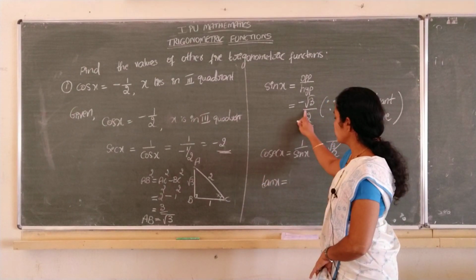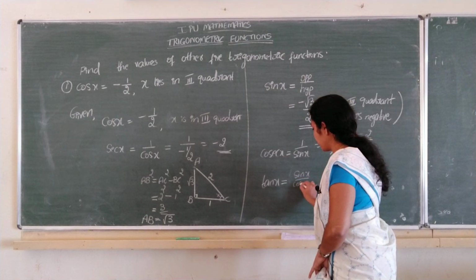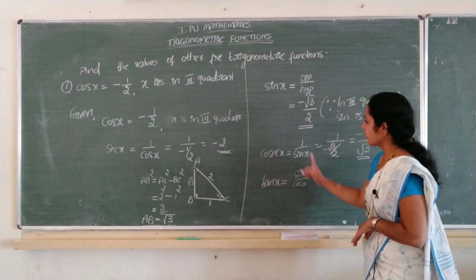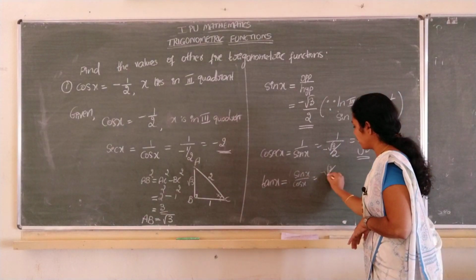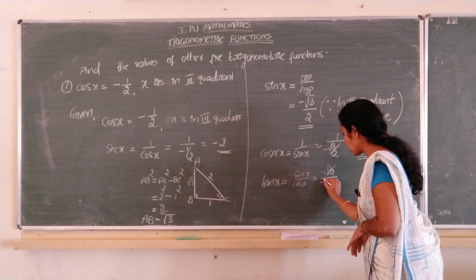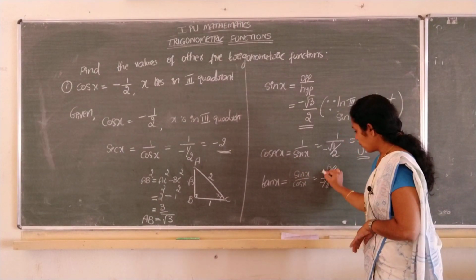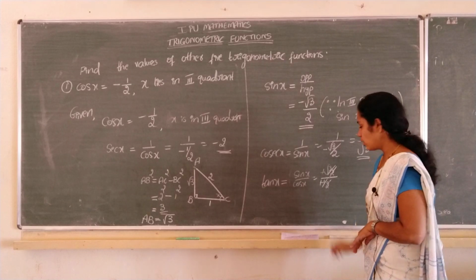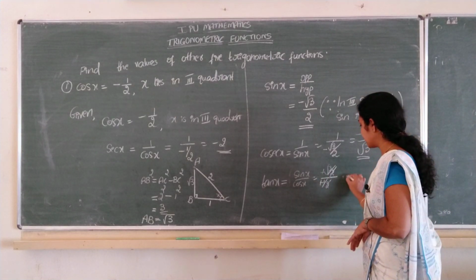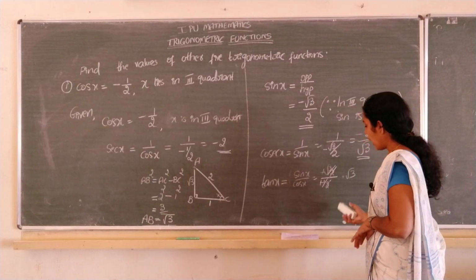Or you can use sin x by cos x, see, I will write both ones. What is sin x? Minus root 3 by 2, correct, divided by, what is cos x? Minus 1 by 2. 2 cancels, minus also cancels, root 3 by 1 is same as root 3, okay?